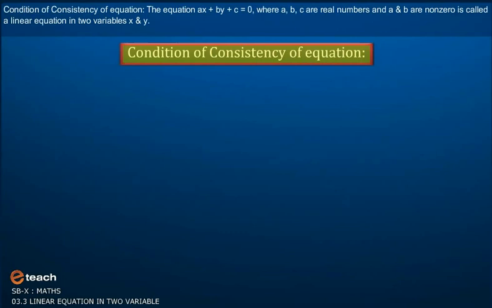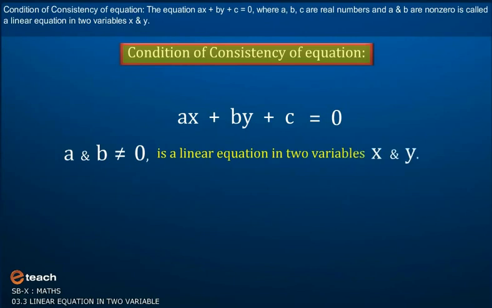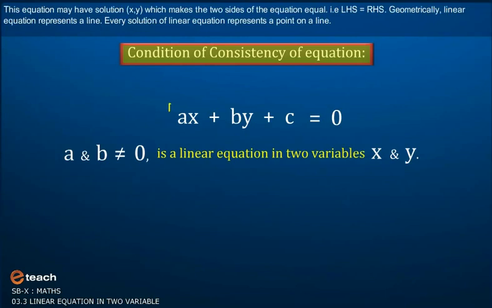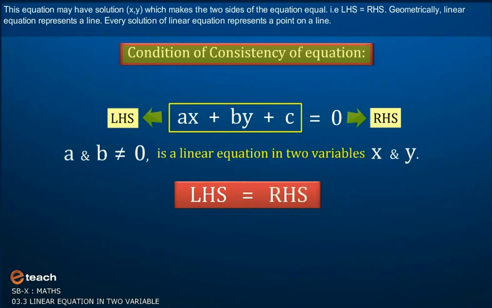Condition of consistency of equation. The equation ax plus by plus c is equal to 0, where a, b, c are real numbers and a and b are non-zero, is called a linear equation in two variables x and y. This equation may have a solution x, y, which makes the two sides of the equation equal, that is, LHS is equal to RHS.